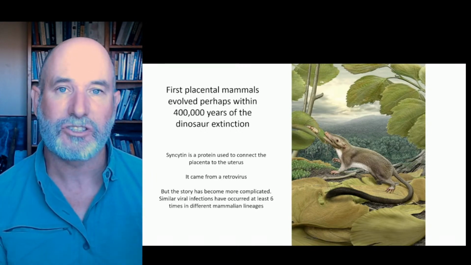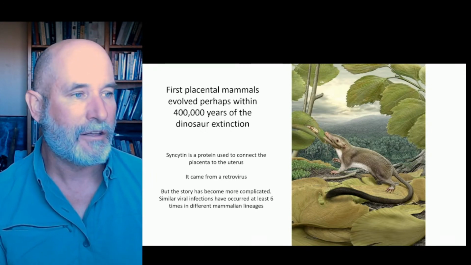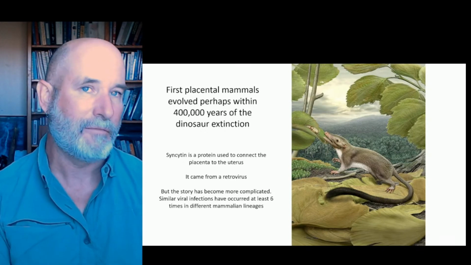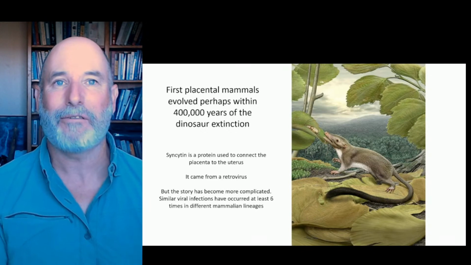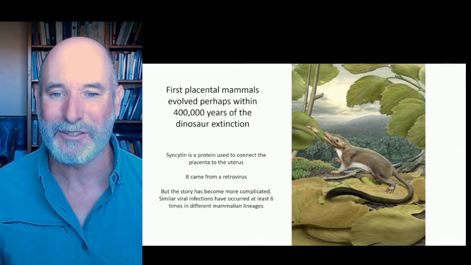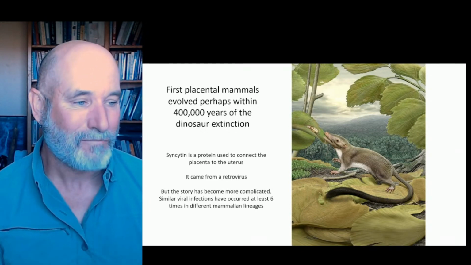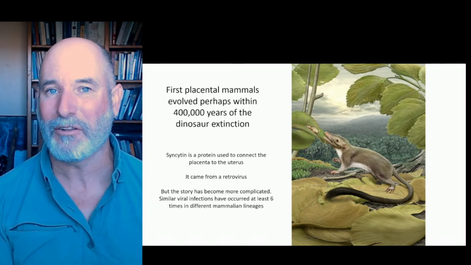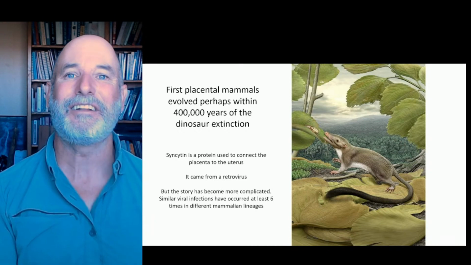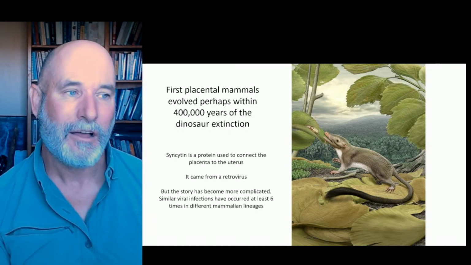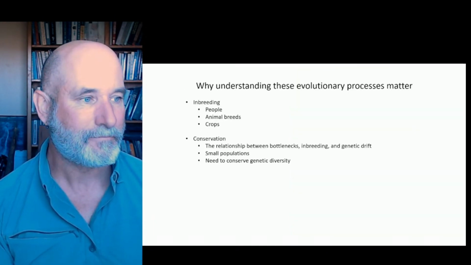However, some evidence indicates that the first placentals may date back to 100 million years. We're still trying to figure this story out, but I often say, hey, we get syncytin from this virus. However, similar viral infections have occurred over 6 times in different mammalian lineages, leading to differences in the placenta. So even this story is more complicated.